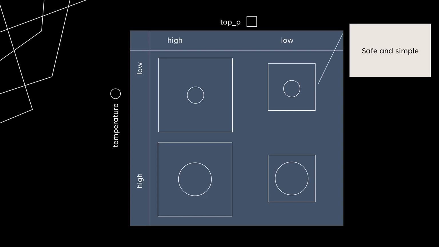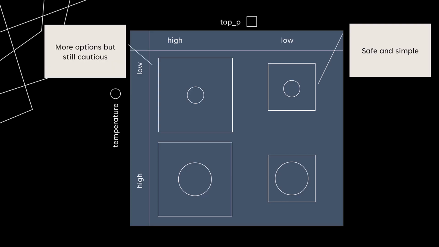Low top P and low temperature, which is a small circle in a small square. This yields a safe and simple response. High top P and low temperature, which is a small circle in a large square. This is when the LLM has more options, but is cautious and considers few of them.